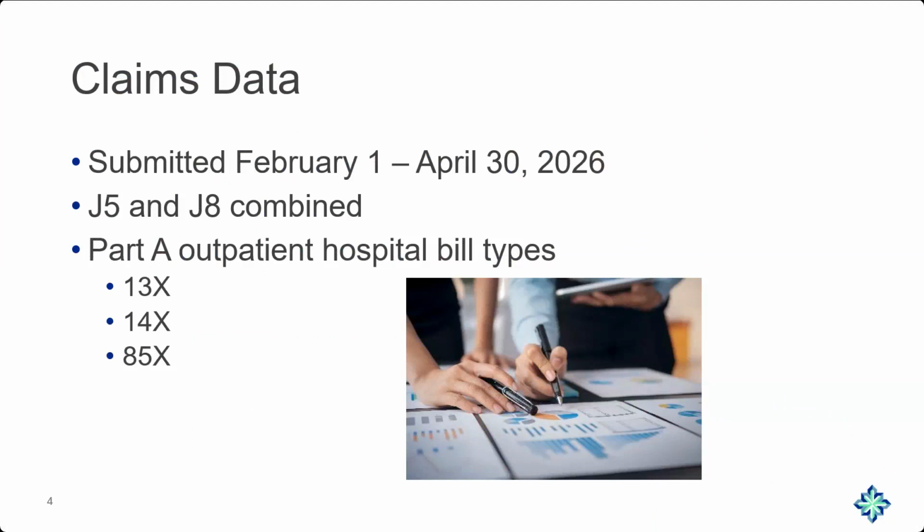So starting with the time frame, what window of time are we looking at? Claims submitted between February 1st and April 30th of this year. When I went in to create this presentation, that's the window that I was given. That's the information that I had access to. Now it's claims submitted, so the dates of service could be outside of that date range. So I wanted to clarify that. I filtered for rejected, returned, and denied claims.